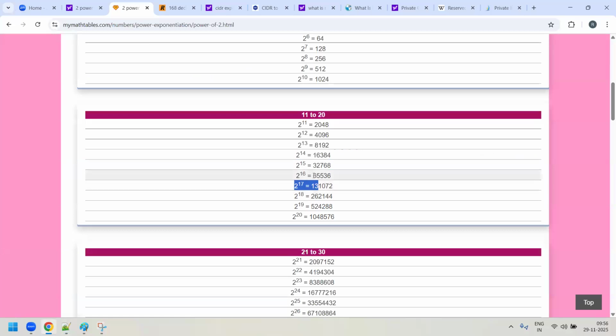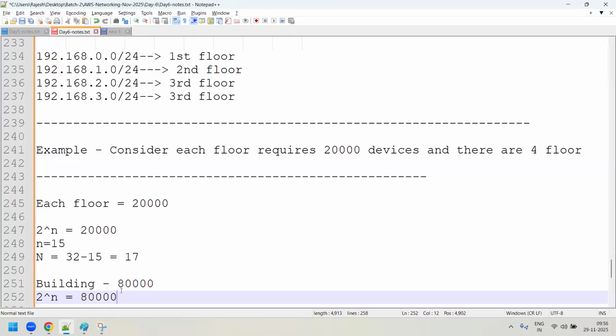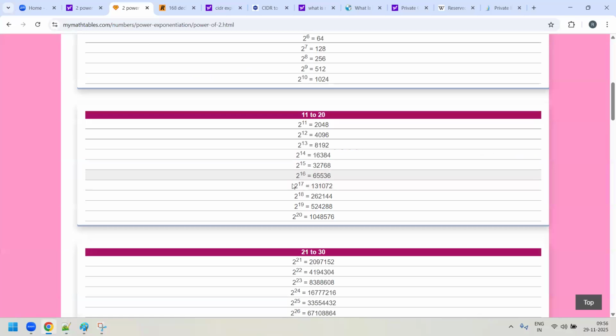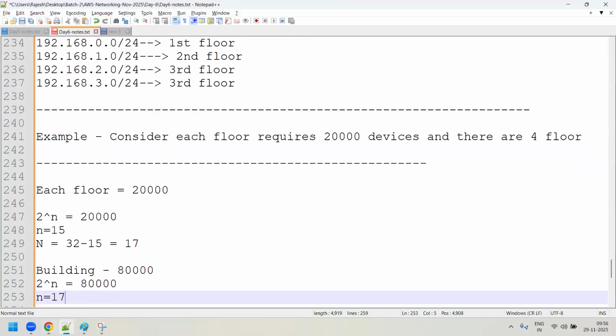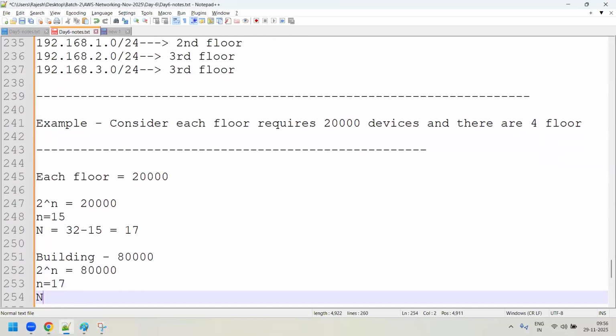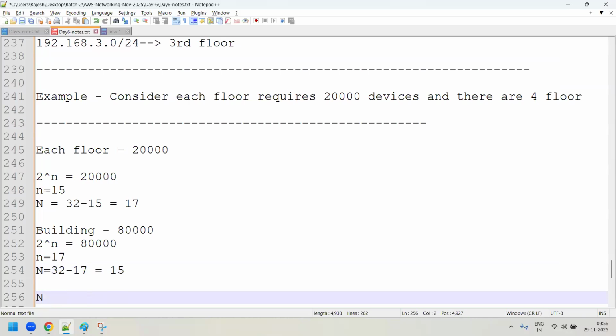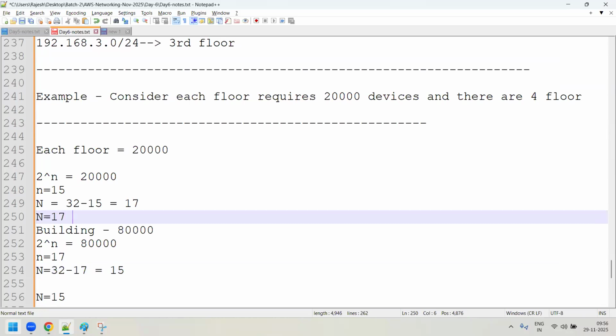If you take 2 to the power of 16, it is 65,000, which is less than 80,000, so you can't consider this value. You have to consider the next highest value, so small n is 17. What would be the capital N? Capital N will be 32 minus 17 is equal to 15. So for your complete building, N is equal to 15. For each floor, N is 17.